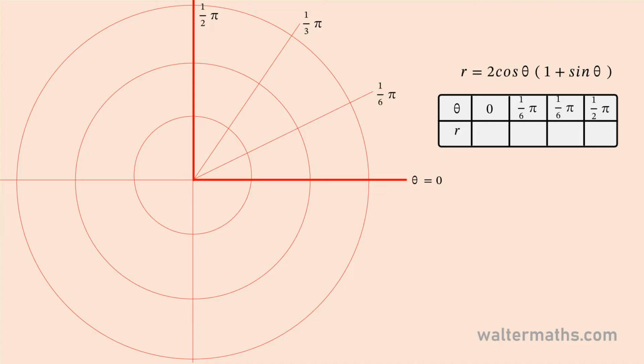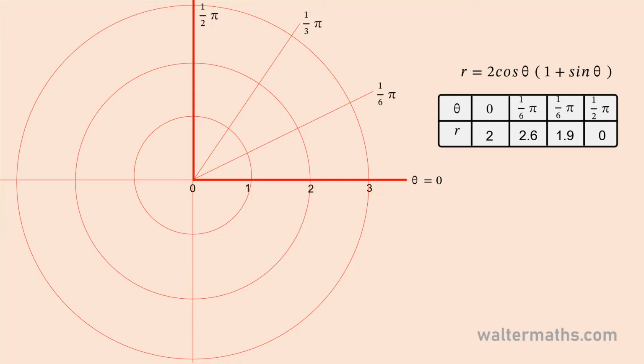Now substituting 0 for theta into the equation, we get r coming out as 2. If we substitute a 1/6 pi for theta into the equation, we get r as 2.6. Substituting a 1/3 pi for theta, we get r coming out as 1.9. And substituting a half pi for theta into the equation, we get r coming out as 0. So we now have these points, and we can now plot them on this polar plane.